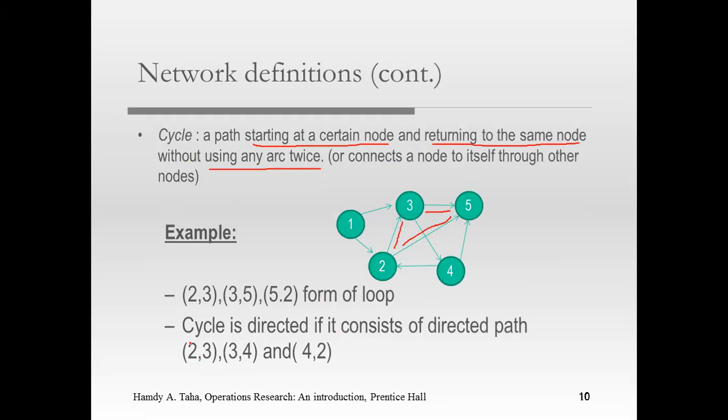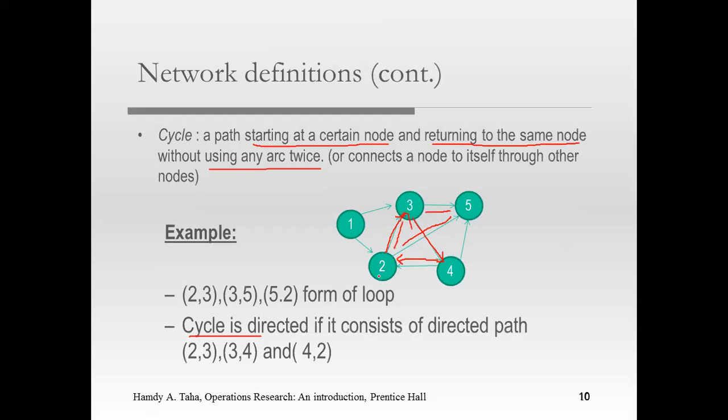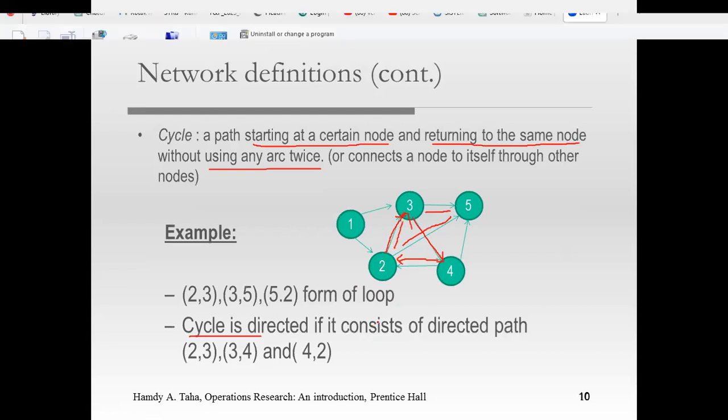But the cycle, by comparison, is (2,3), then (3,4), you can see the arrows, and then (4,2). From node 2 to 3, 3 to 4, and 4 back to 2. This one is a cycle, from node 2 returning back to node 2.